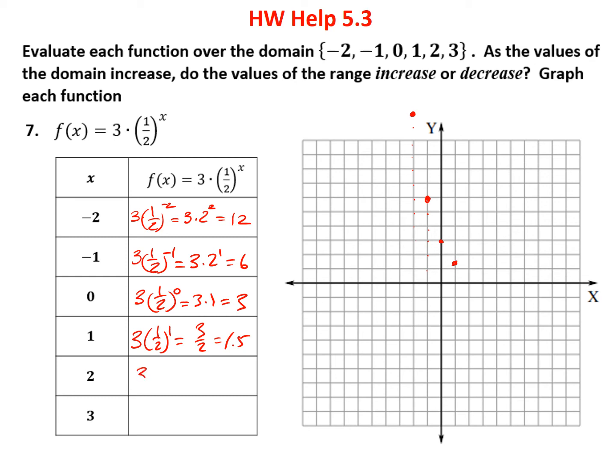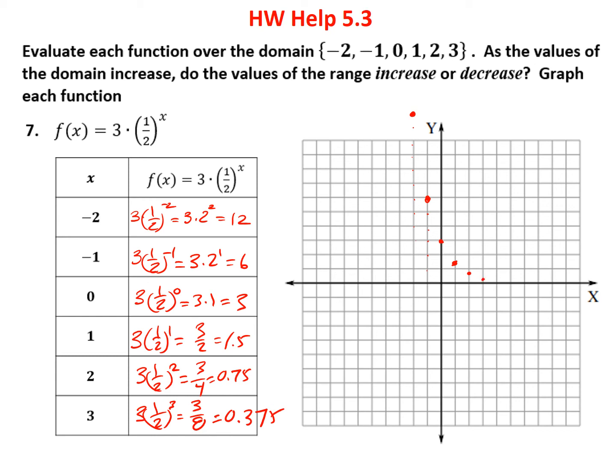And then the next one, 3 times 1/2 squared, is going to be 3 over 4. 1/2 squared is 1/4, or 0.75. So now we're down about here. And then finally, 3 times 1/2 to the cube power is going to be 3 over 8. And 3 over 8, decimal-wise, is 0.375. So it's going to be down about here.